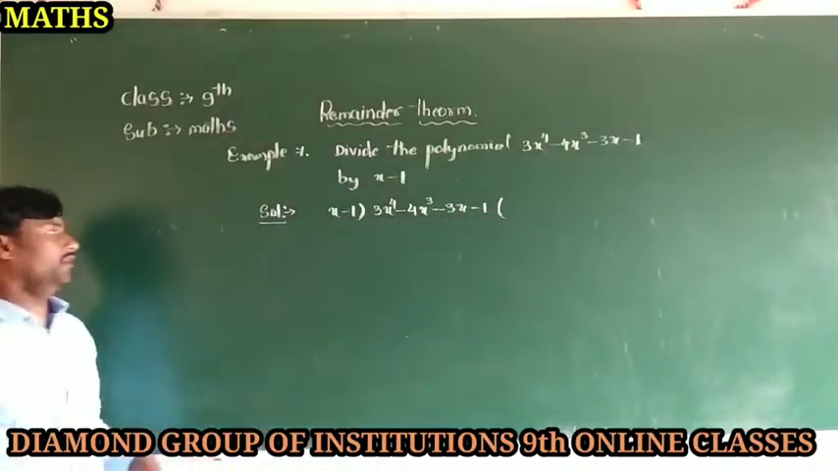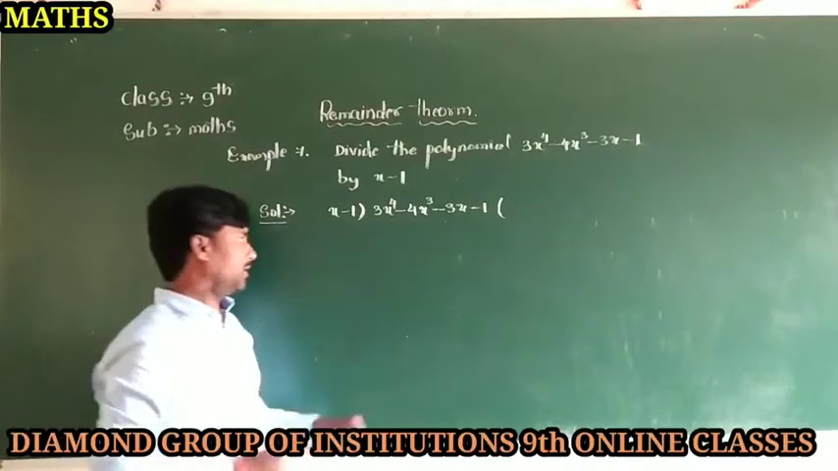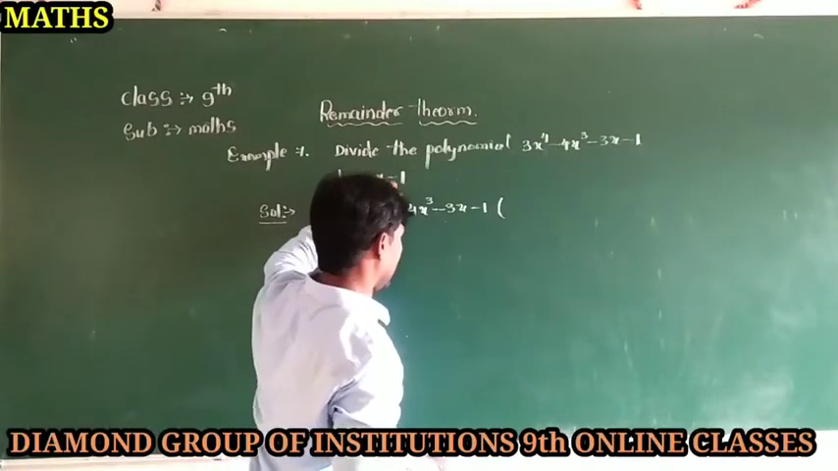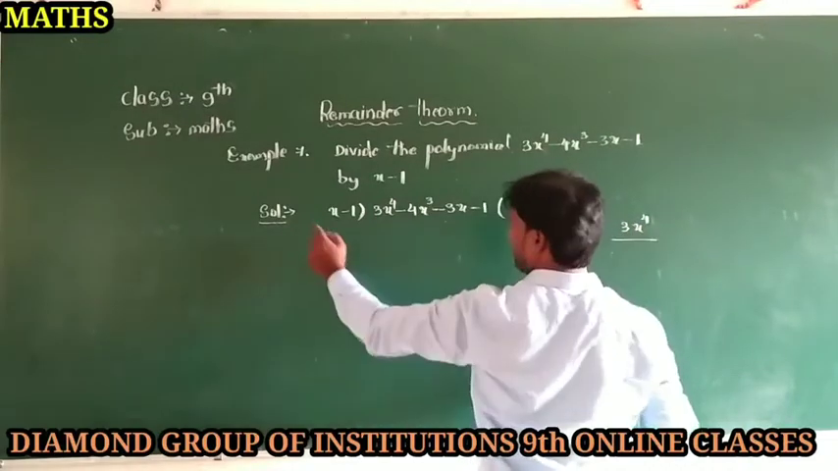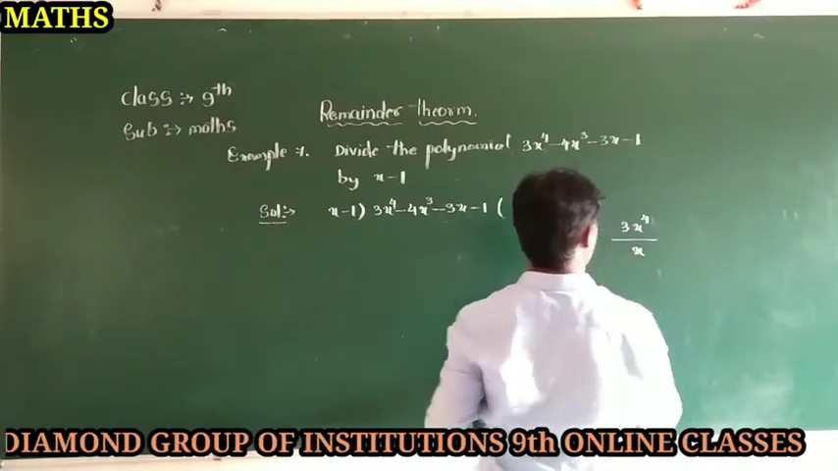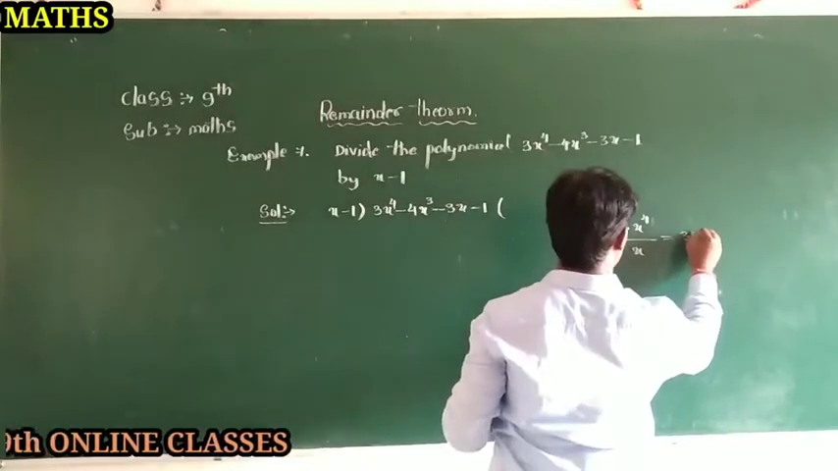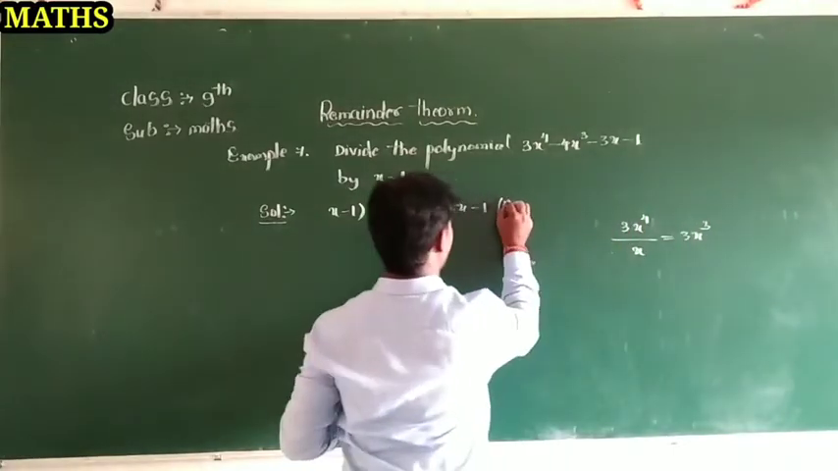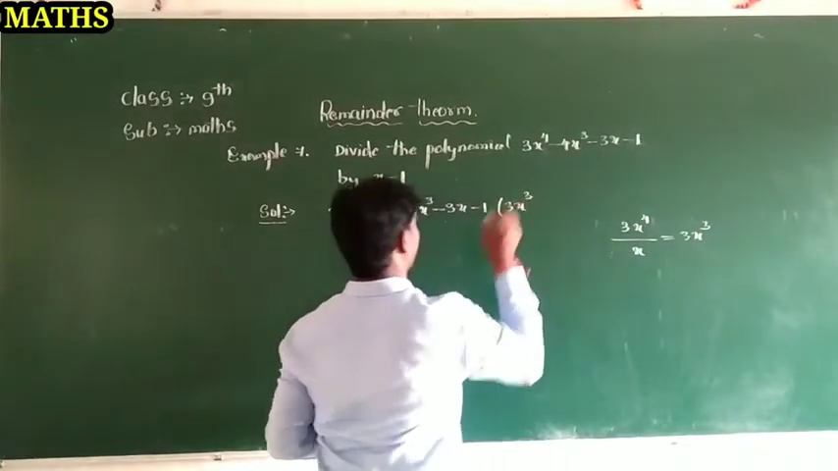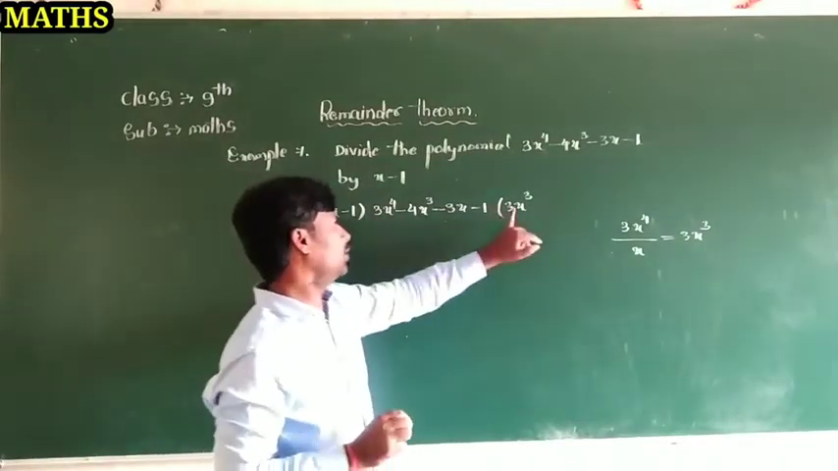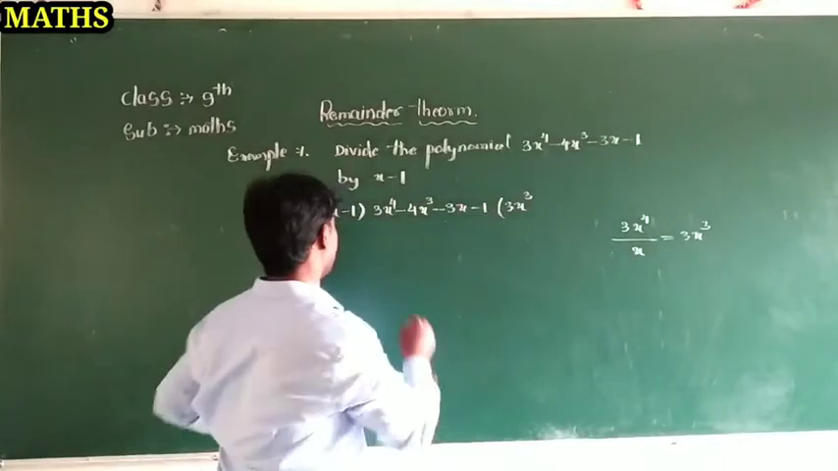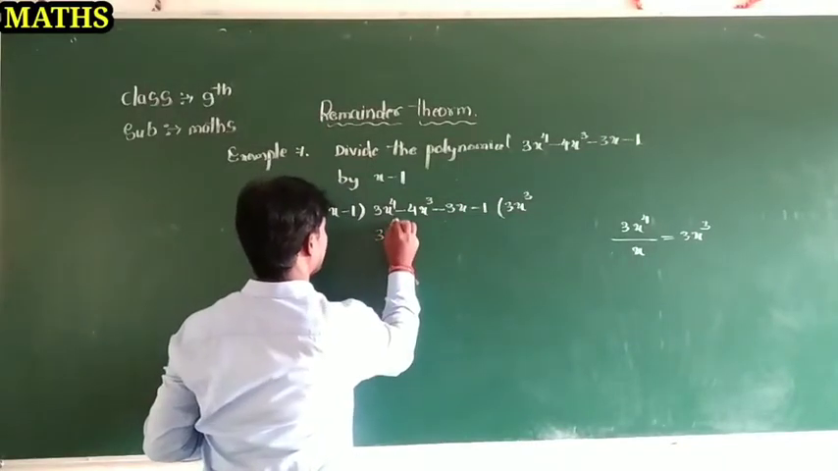Now we will do the division. Already I taught you, dear students, you should take the first term. That first term is what? 3x raised to the power of 4 is there. Here the first term is x, which means the answer we got here is 3x cube. So I am writing here 3x cube. Now multiplication. Plus into plus is equal to plus, x into 3x raised to the power of 3 means we got here 3x raised to the power of 4.